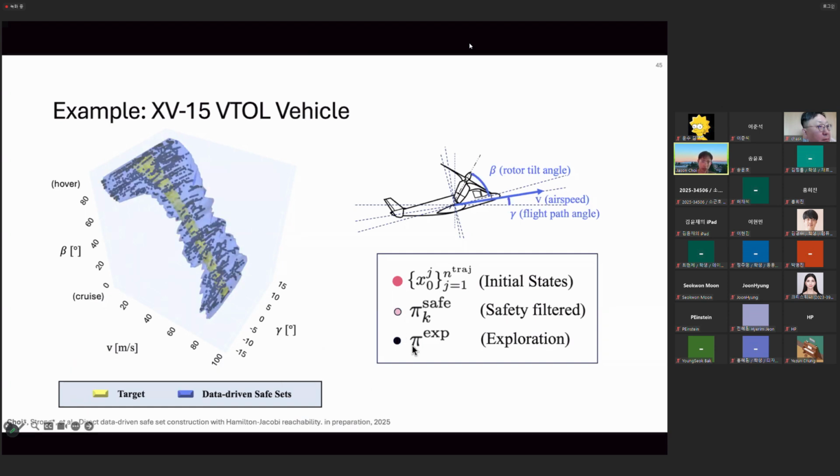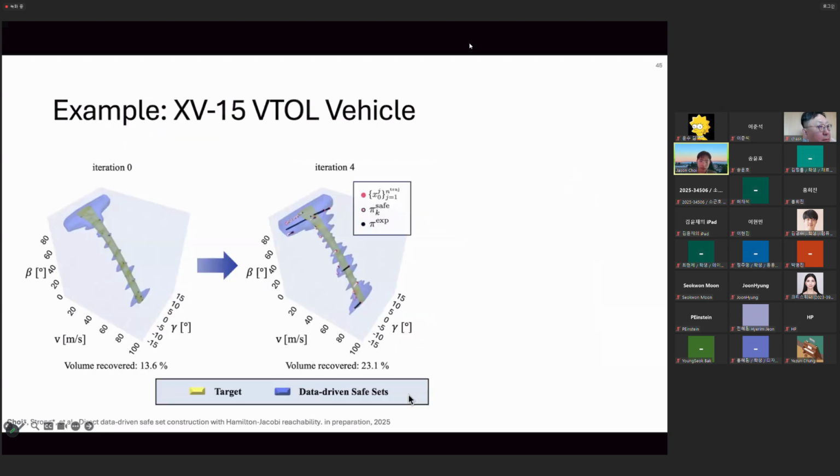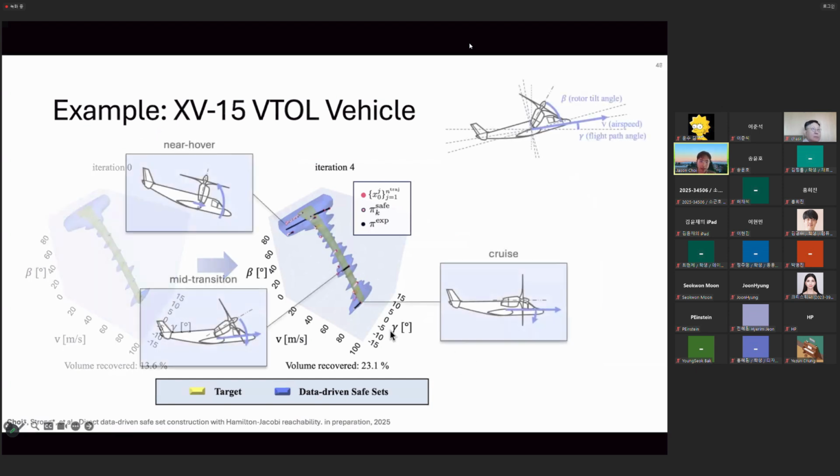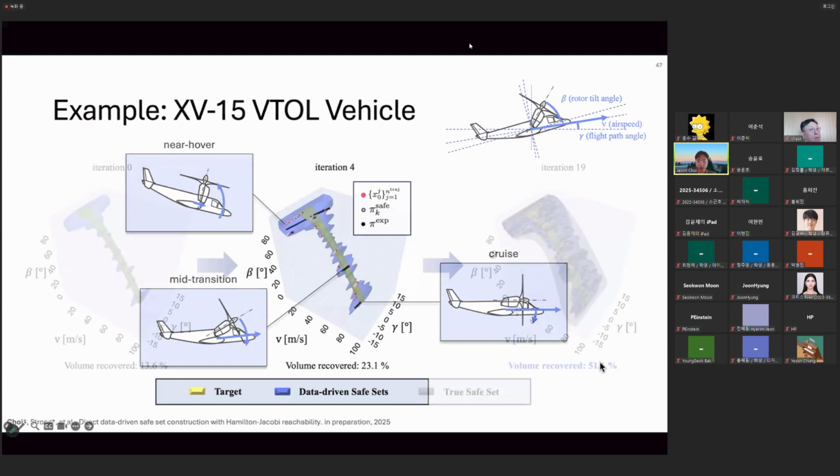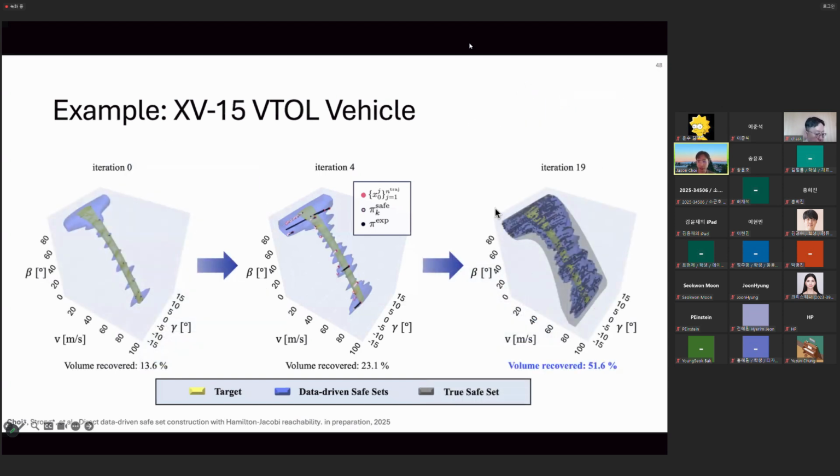If you take a closer look at one iteration, here we have various trajectories we experimented with in this iteration. Some of them are near the hover configuration with a large variation in the vertical airspeed. Some experiments are done in the mid-transition. Some other experiments are done in the cruise configuration. So you can see that we collect a variety of data to expand the safe set in diverse directions in our state space. And after 20 iterations, this is the final result we get.